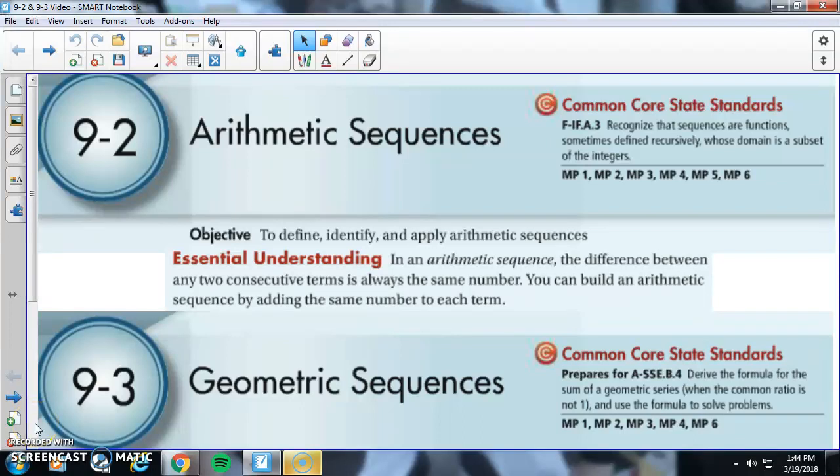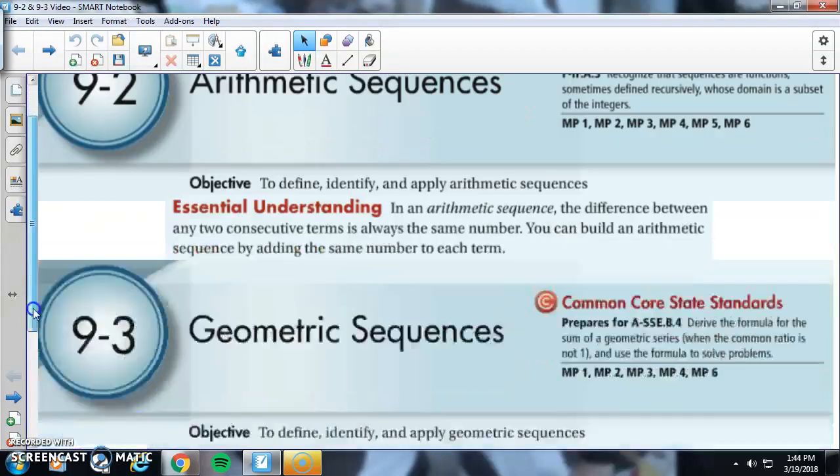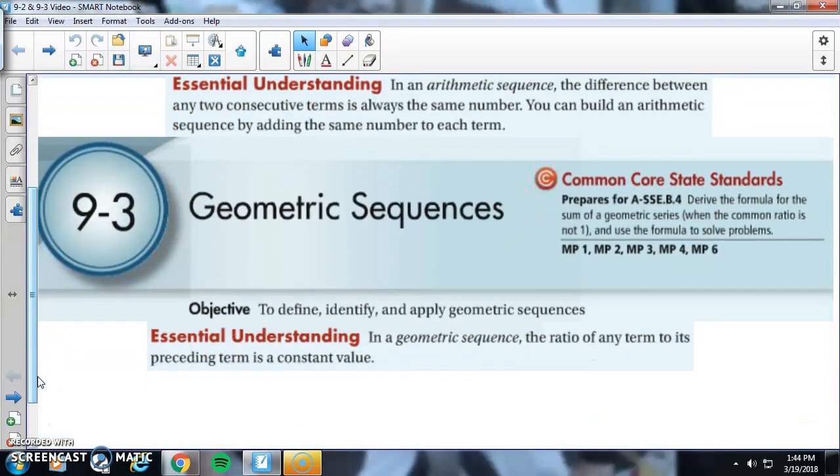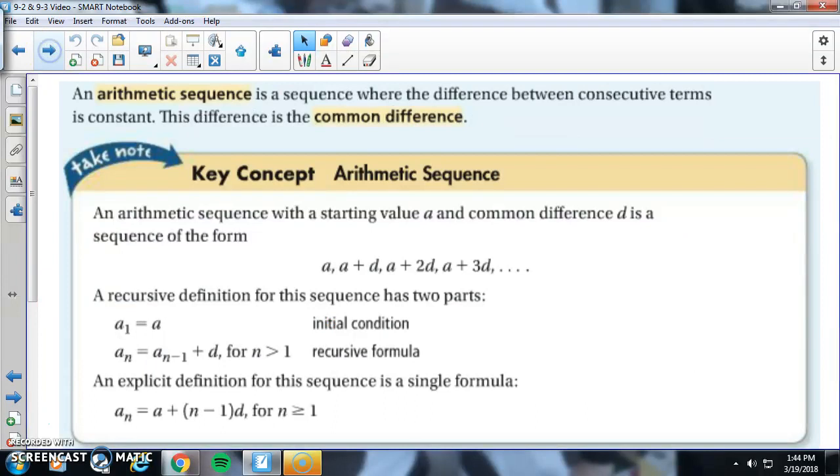Hey guys, today we're going to do 9-2 and 9-3. 9-2 is arithmetic sequences, and you will be able to define, identify, and apply arithmetic sequences. And 9-3 is geometric sequences, and you will be able to define, identify, and apply geometric sequences.